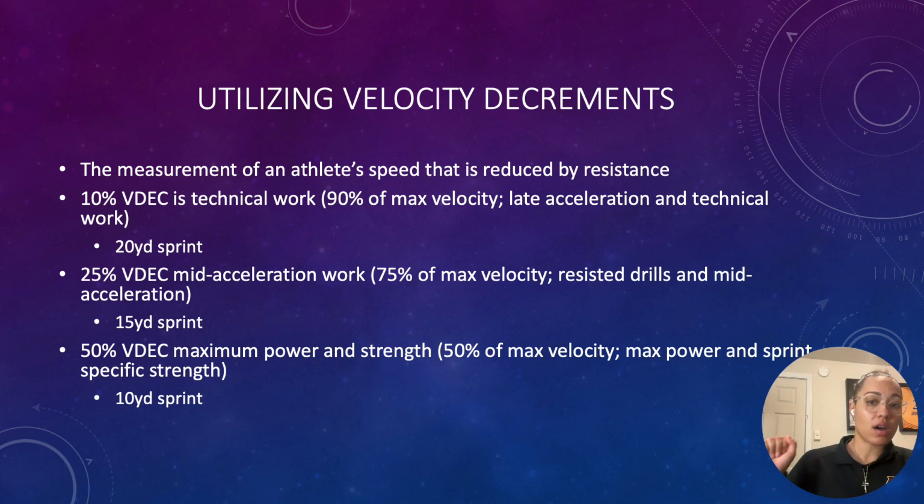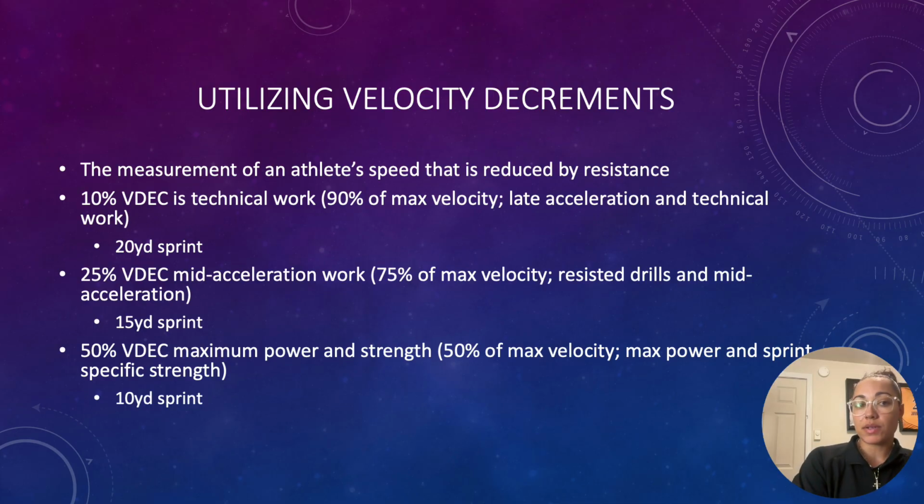So if we put, let's just say, 25 pounds on the sled and have our athletes sprint a said distance, how much slower does this individual need to be? We have three different categories that we are going to go over in our velocity decrement. So we have 10%, 25%, and 50%.